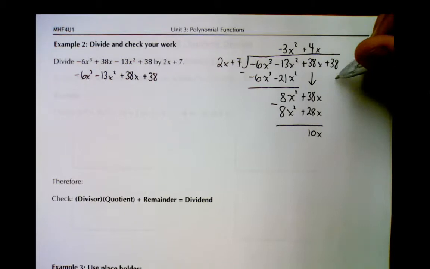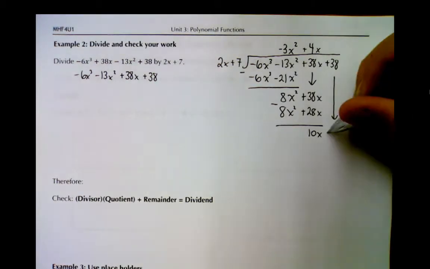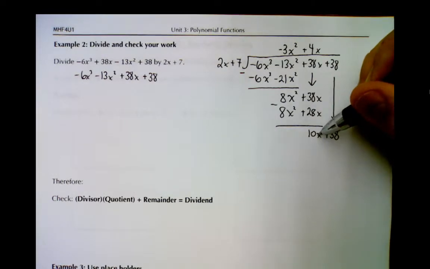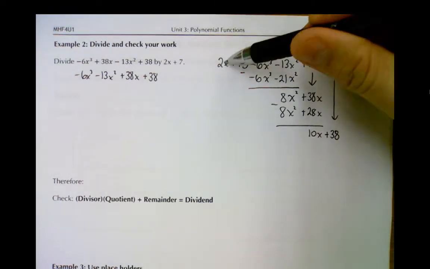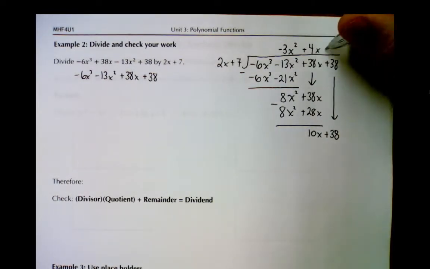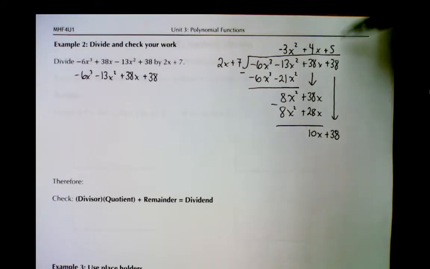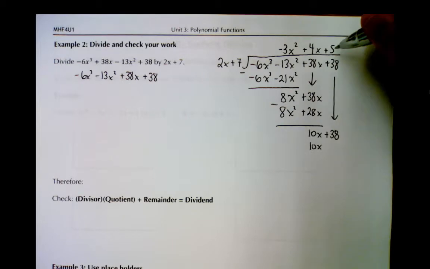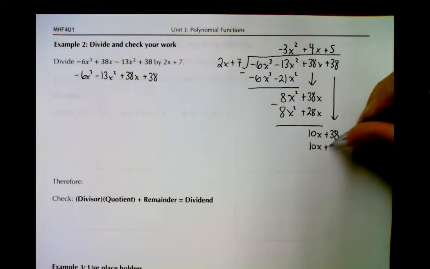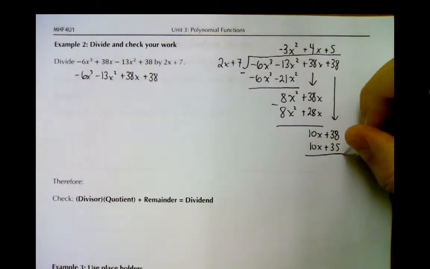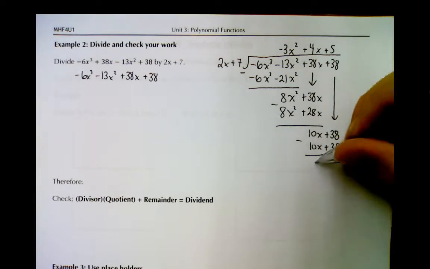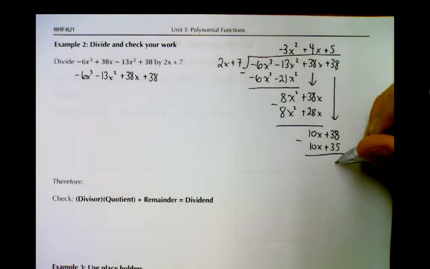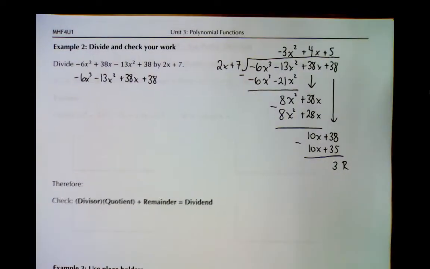Last number to bring down, 38. So now we're trying to build to 10x. Something times 2x is 10x. The answer to that is 5. 5 times 2x is 10x, and 5 times 7 is 35. And if we subtract down the columns again, 10x minus 10x is 0, and 38 minus 35 is 3. So we have a remainder of 3.